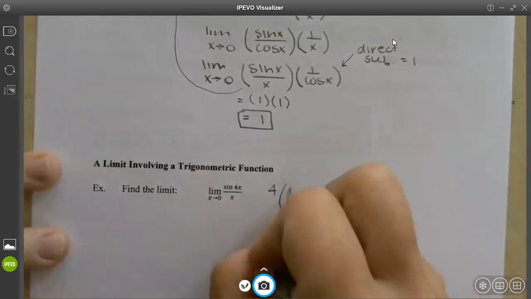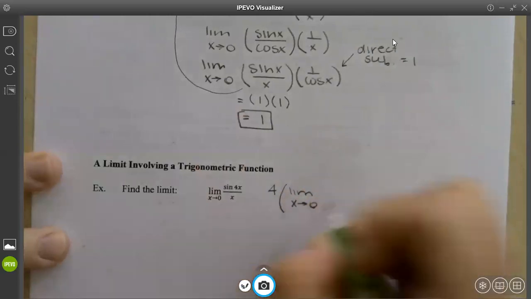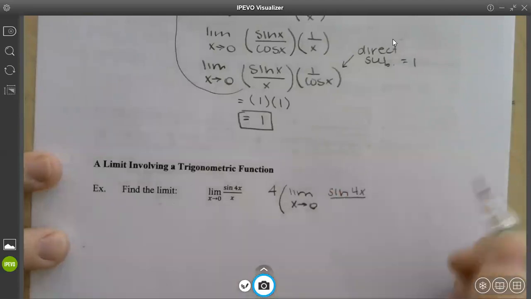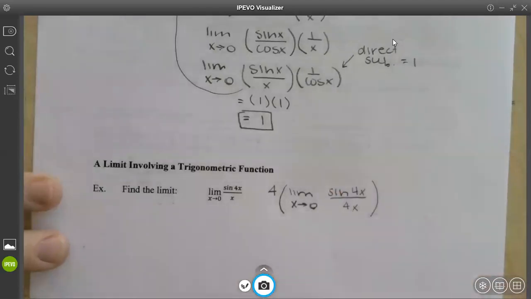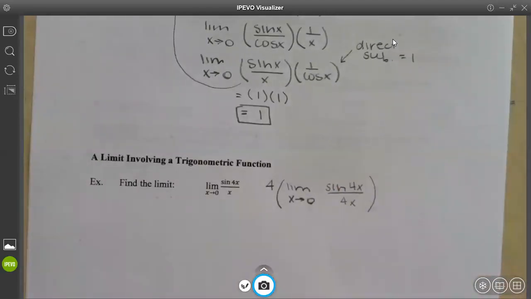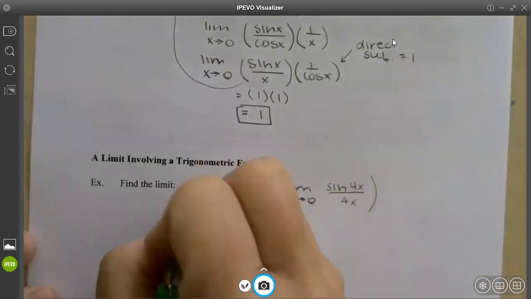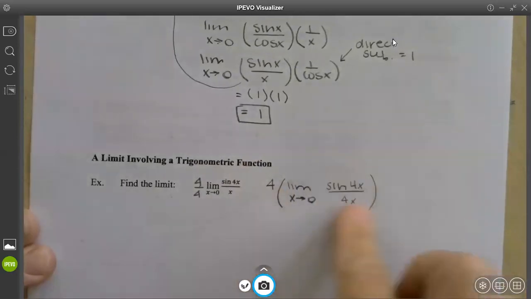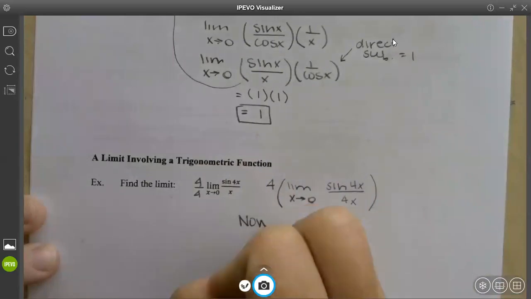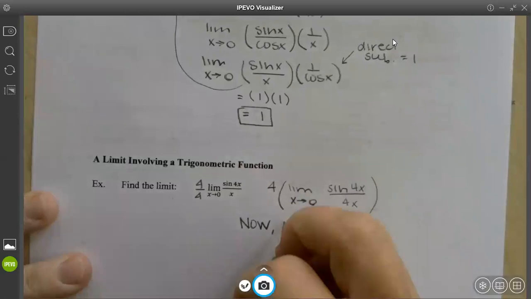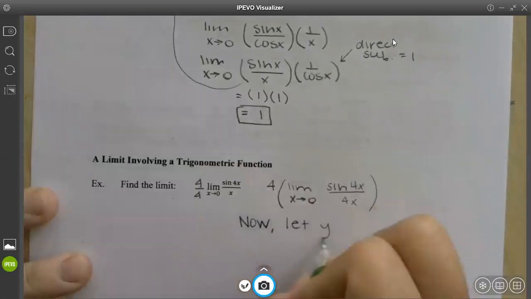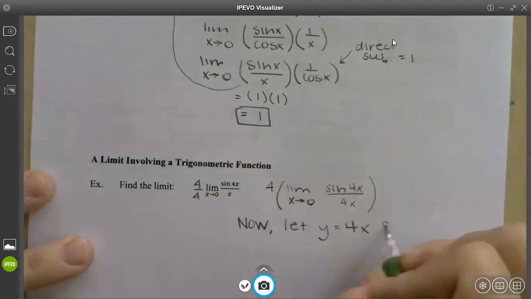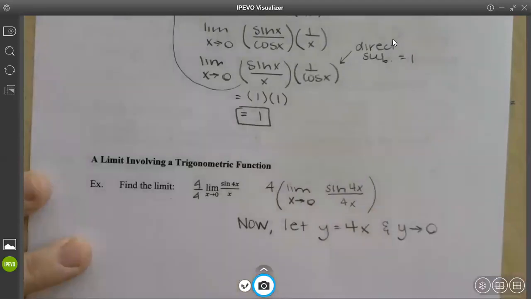Okay. I'm going to change it to 4 times the limit as x approaches 0 of sine 4x over 4x. All I did was multiply by 1, 4 over 4. Does everybody see that? That's all I did. All right. So then I don't like this. You better get used to this because it's going to happen a lot soon. I'm going to change the 4x's into y's. And I'm going to do the limit as y approaches 0 instead.